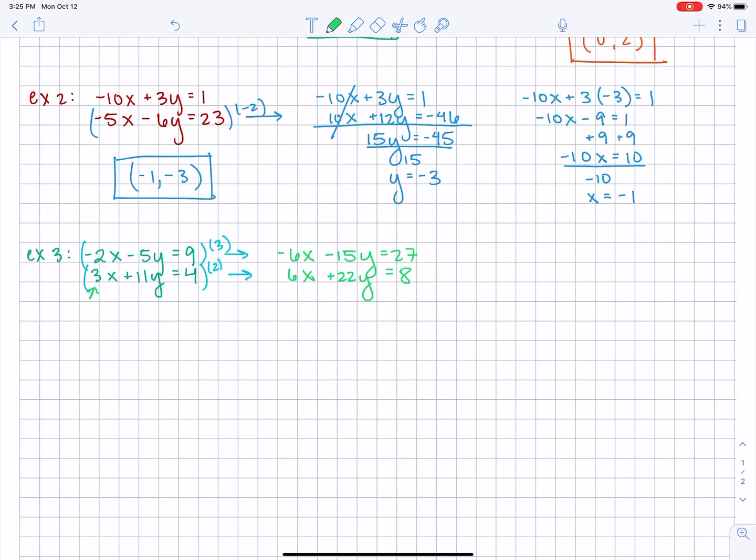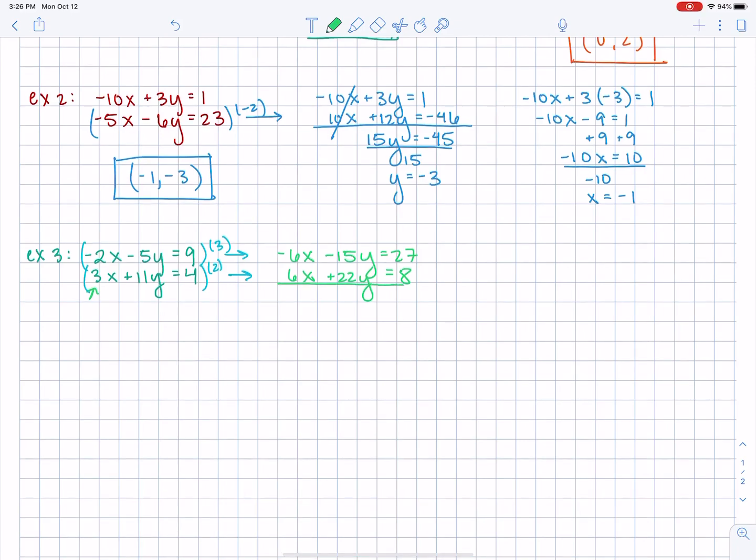Let's go ahead and check here. The whole reason that we did this is that I have a negative 6 and a positive 6. You have two of the same coefficients, one's positive and one is negative. Let's go ahead and add these up. Negative 6x plus 6x is going to disappear. Negative 15y plus 22y is going to give us a 7y. 27 plus 8 gets us 35. So we have the equation 7y equals 35. I'm going to solve for y by dividing by 7. Y is equal to 5.